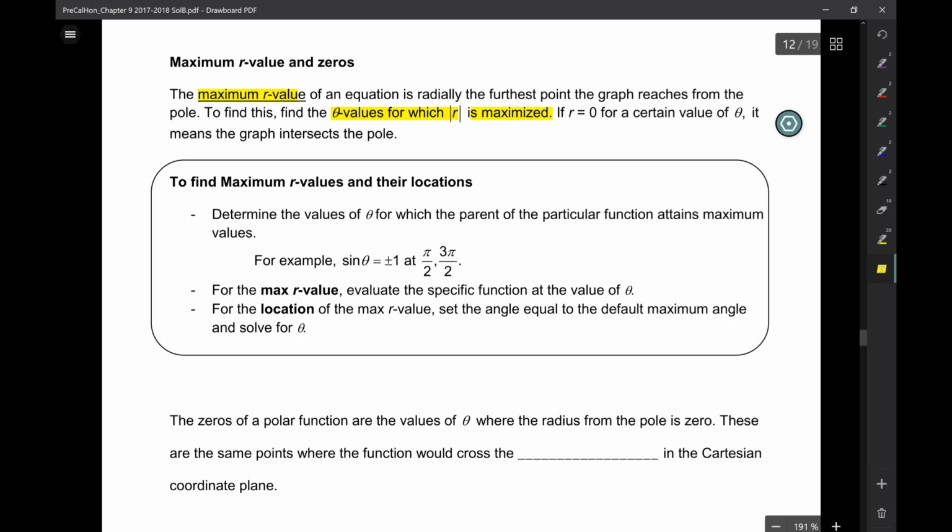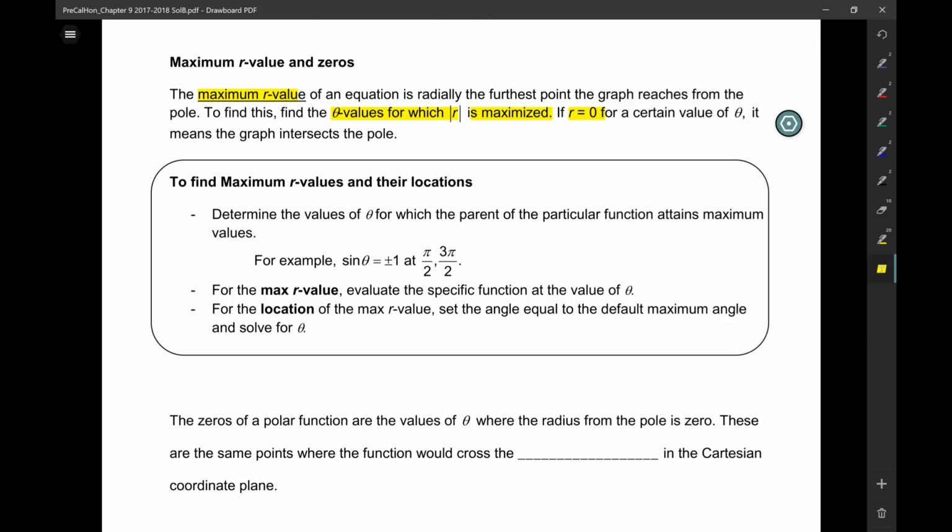What does that mean? If you're dealing with sine, where is sine a maximum? At 0 or the pi over 2's? At the pi over 2's, right? So then you plug in: if theta was pi over 2, what would the value be? 4, 6, 16. That's the maximum r value. So you're going to be looking for the location and the value. If r is 0 for a certain value of theta, it means the graph intersects the pole. We know this because if y equals 0, it intersects the x-axis and so on.